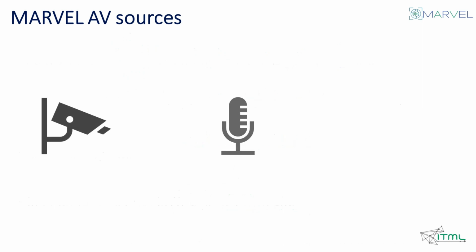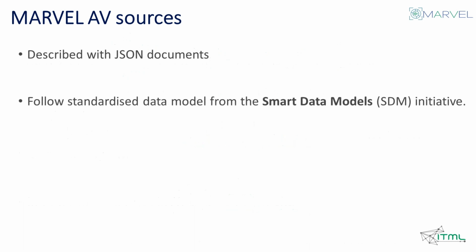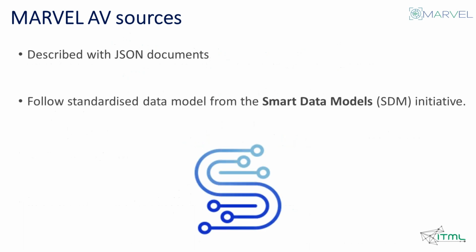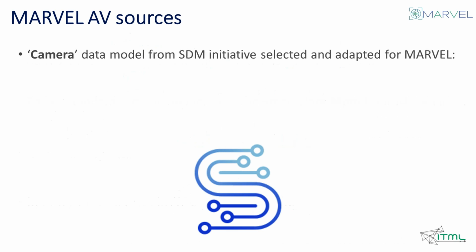The Marvel AV sources that are stored at the AV Registry can be cameras, microphones, or instances of the Marvel anonymization components that act as AV sources themselves within the Marvel framework. Each AV source is described with a JSON document that follows a standardized data model from the Smart Data Models initiative. Specifically, the camera data model from the SDM initiative was selected and adapted for Marvel by repurposing existing fields and adding new ones to account for Marvel-specific aspects of AV sources.